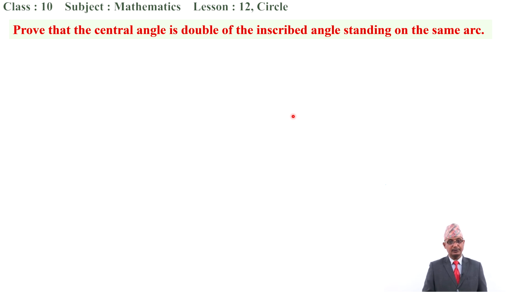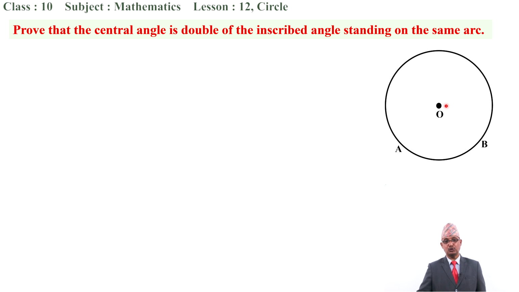Okay, look here. Firstly we draw a circle with center O. Now take an arc AB of any length. So we have taken arc AB of any length. To get the central angle, join OA and OB. So firstly we have joined OA, then we have joined OB. Now AOB is the central angle.